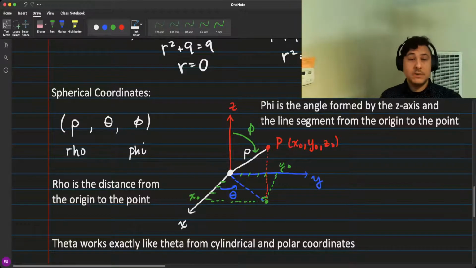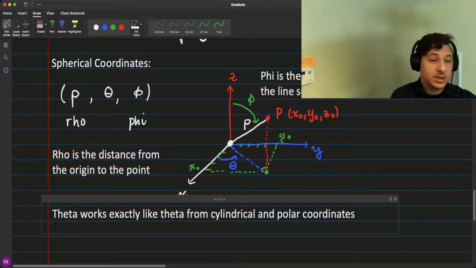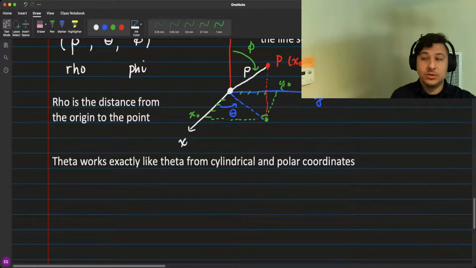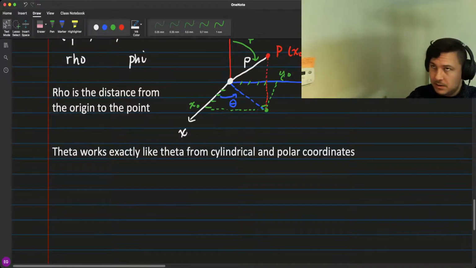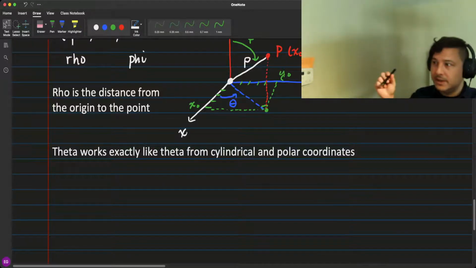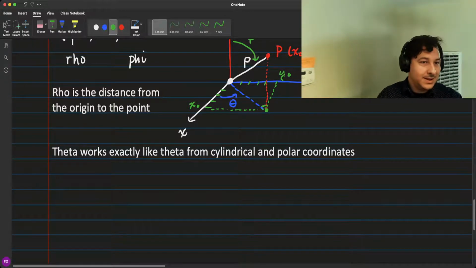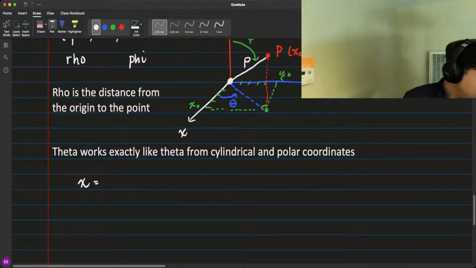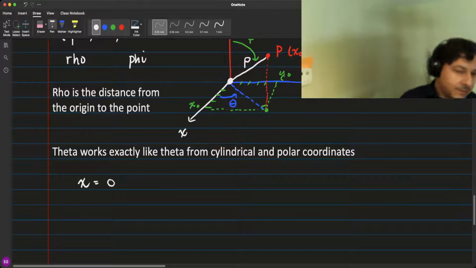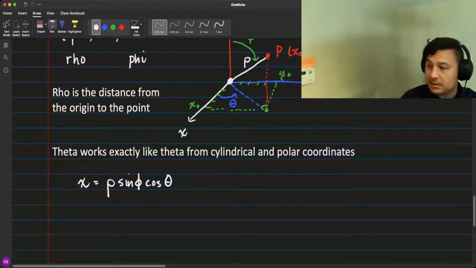And there are some annoying equations to translate between spherical coordinates and rectangular coordinates. So let's say you want to know the x value. You start off with spherical coordinates and you want the x value. Your x value is going to be rho sine of phi times the cosine of theta.